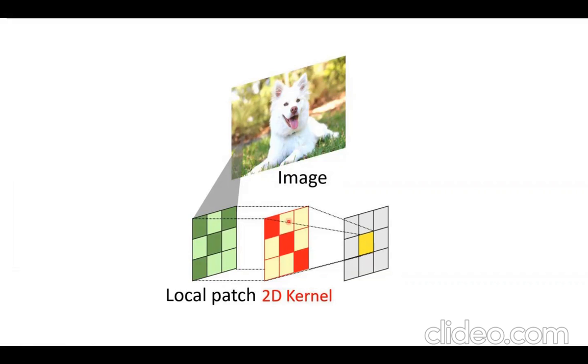These parameters share the same pattern across the image. You use this kernel and go through each part of the image and start extracting the features. What it does is calculate some kind of similarity between the patch and this 2D kernel, and that's how the feature is obtained.